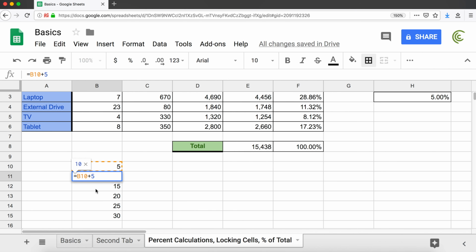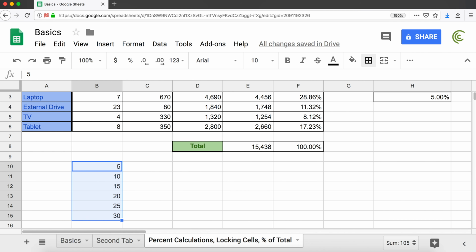Now, if I drag this one down, B10 is going to move to B11. And B11 is the cell that has 10. So if I take 10 plus 5, that's 15. And then it's going to keep moving like that, and we're going to get that pattern.